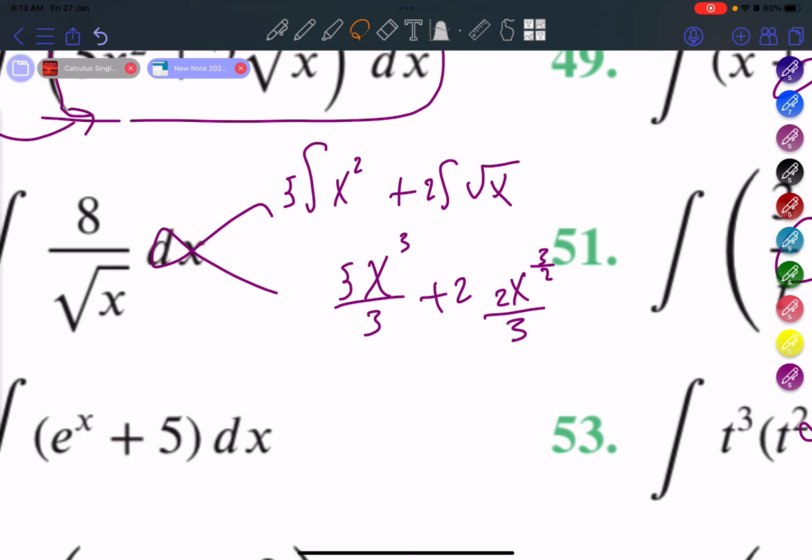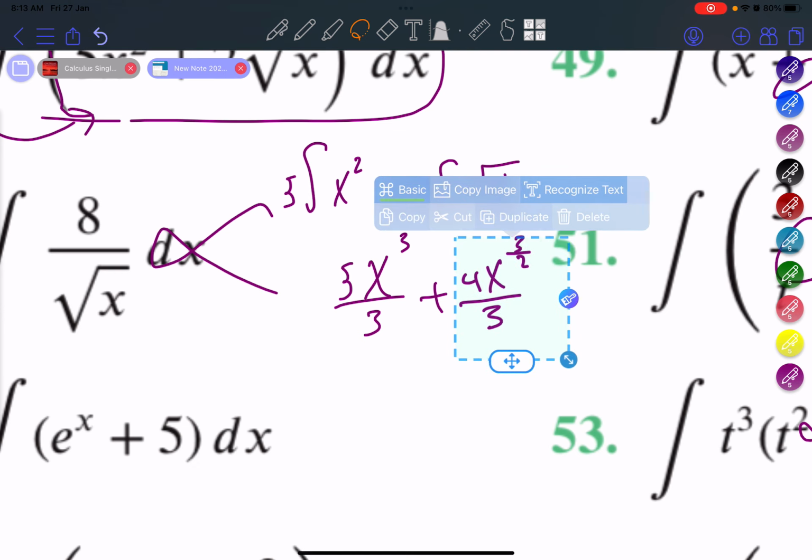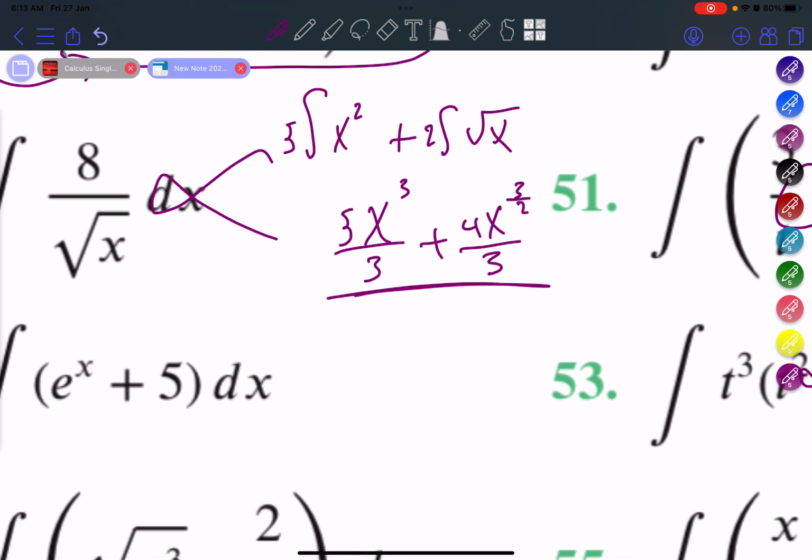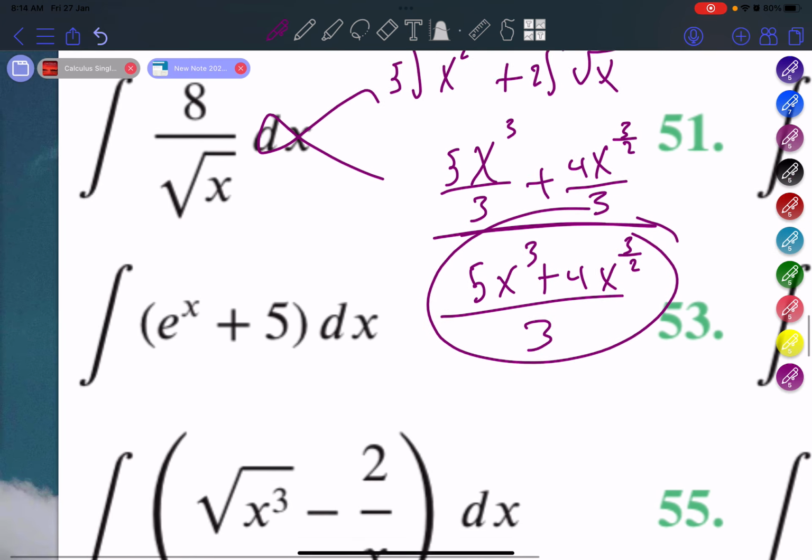So 2 times 2 will be 4. Hence, we can just add the 2 values because the fractions are common. So it becomes 5x power 3 plus 4x power 3 over 2, divided by 3. This is the answer.